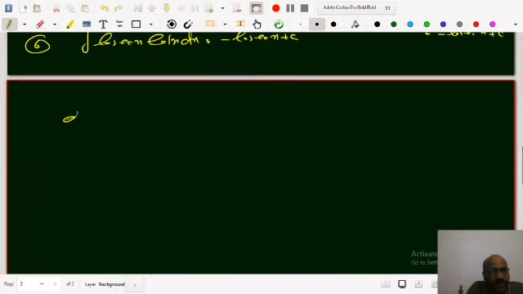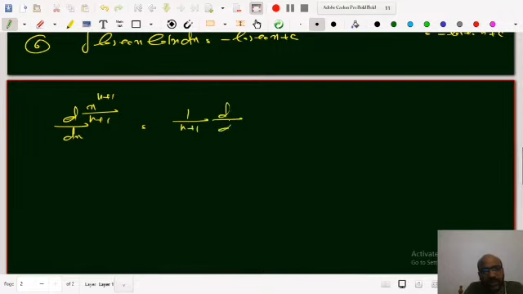So, just find the derivative of x raised to n plus 1 by n plus 1. Here 1 by n plus 1 is a constant, so we can take it out: 1 by n plus 1 into d by dx of x raised to n plus 1. The derivative of x raised to n plus 1 is n plus 1 into x raised to n plus 1 minus 1, that is x raised to n. So you can cancel this n plus 1 and you will get x raised to n. D by dx of x raised to n plus 1 by n plus 1 is x raised to n.